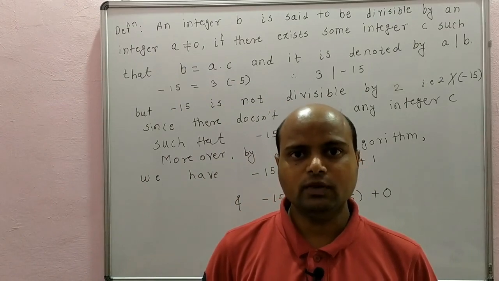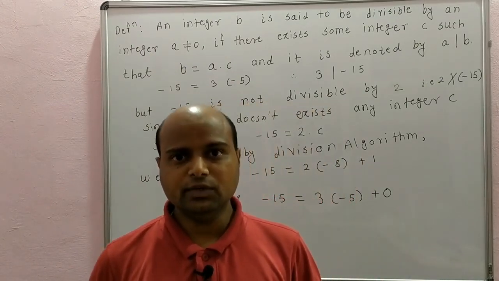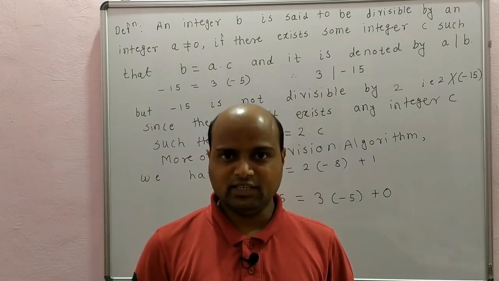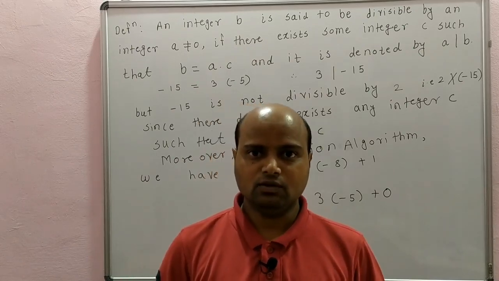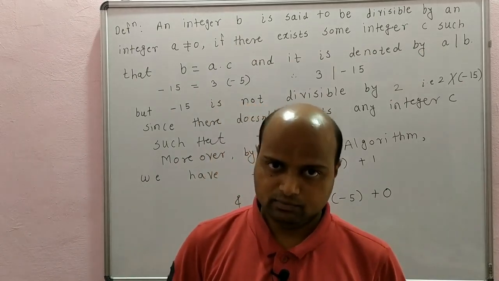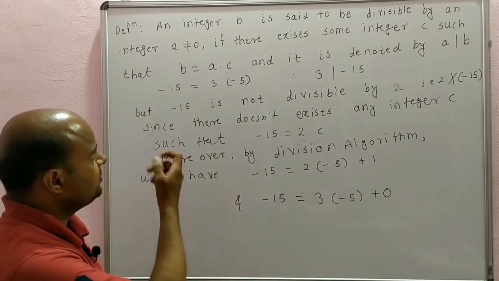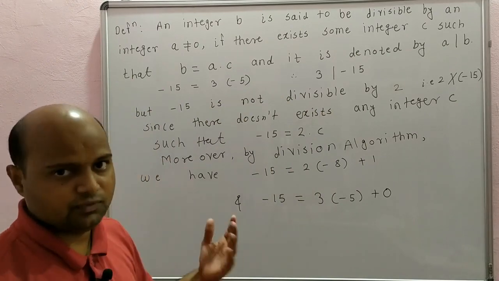In this video, we will learn the definition of greatest common divisor of two integers a and b and how we can express GCD of a and b as a linear combination of a and b. Before that, we will learn when an integer b is said to be divisible by an integer a. We will learn the definition.